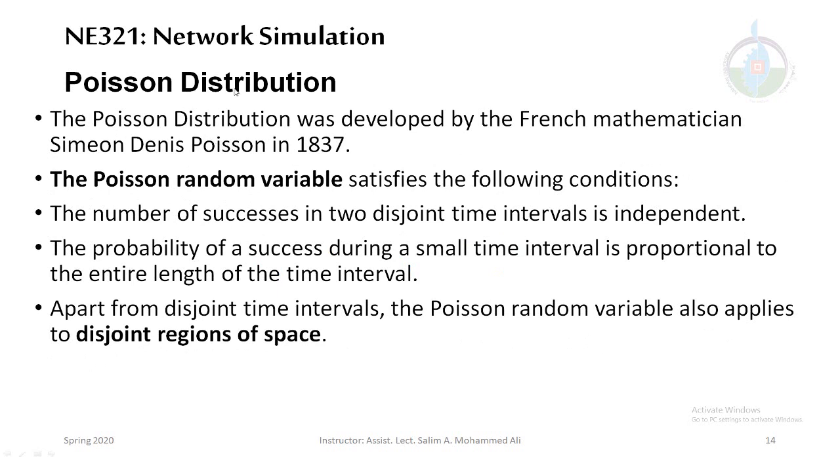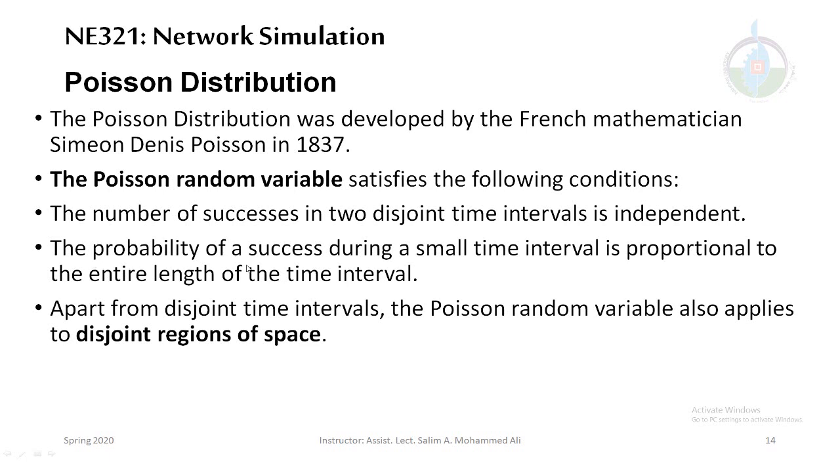Now let's jump to Poisson distribution. The Poisson distribution was developed by the French mathematician Simon Denis Poisson in 1835. The Poisson random variable satisfies the following conditions. There are three conditions for a Poisson random variable. The number of successes in two disjoint time intervals is independent. So if the time is not the same, then the number of successes is independent.